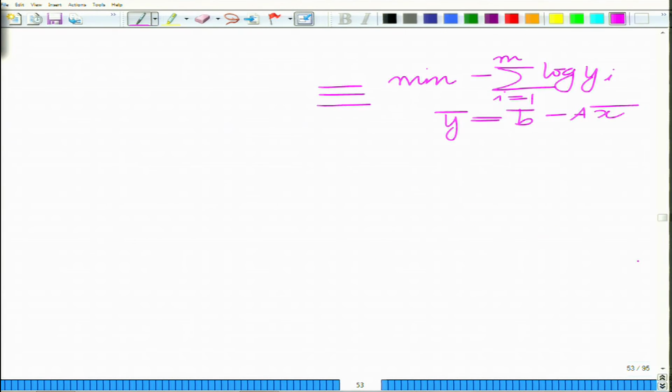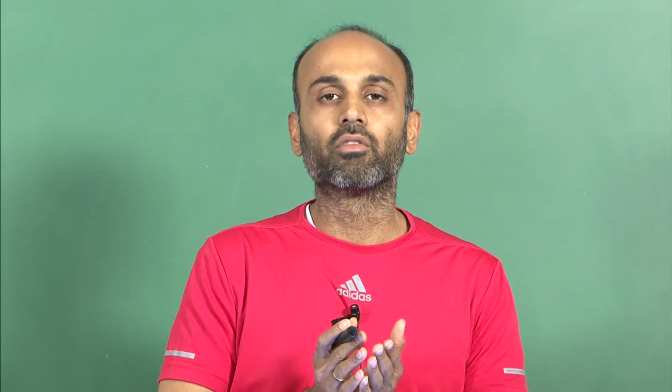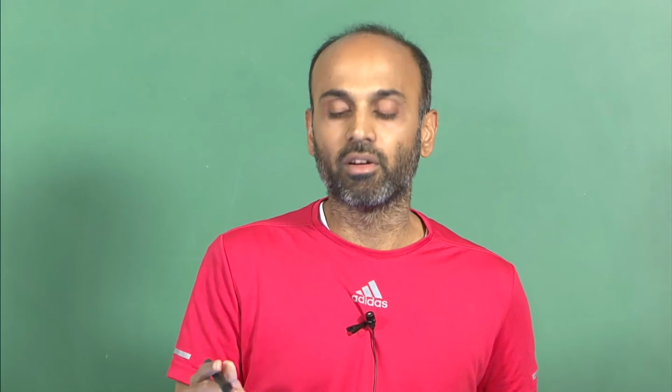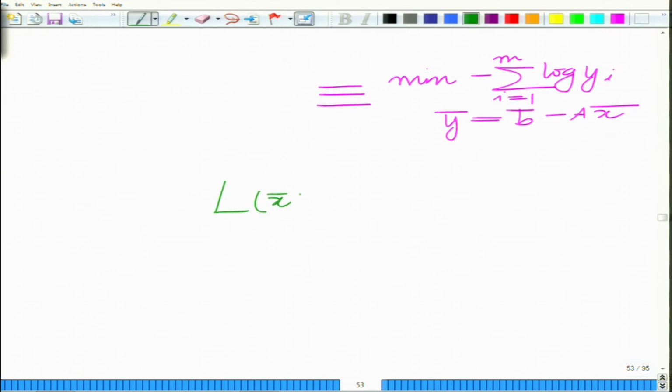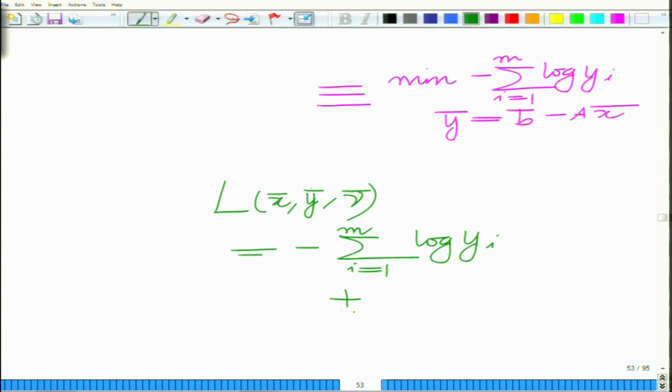Now, what am I going to do again to develop the dual? I am going to form the Lagrangian and from that minimize it over the primal variables. So the Lagrangian L of x bar, y bar, and, since there are equality constraints, nu bar, is basically the objective, minus summation i equal to 1 to m of log y_i, plus summation i equal to 1 to m, one Lagrange multiplier for each equality constraint, that is nu_i times y_i minus b_i minus a_i bar transpose x bar.